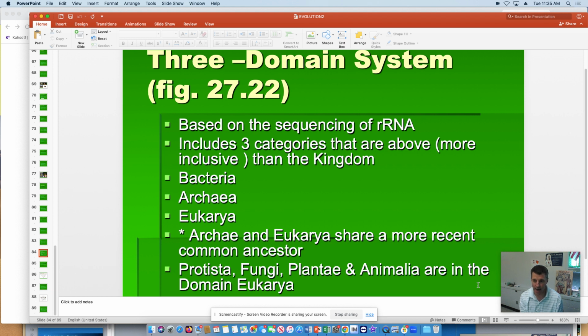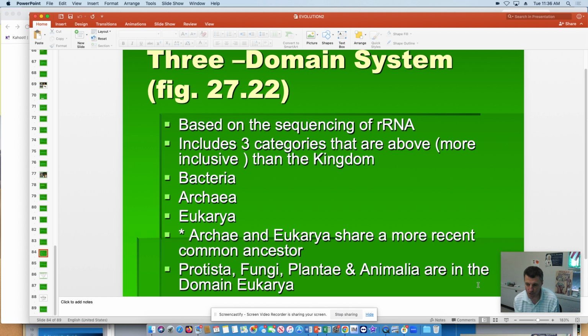And includes three categories that are actually above kingdoms. So the kingdoms, plants and animals and fungi and so on, all are in the category of eukaryotes. So they would be under the arch of eukarya here in the three kingdom system, or three domain system, excuse me. So the three domains are bacteria and archaea and eukarya.